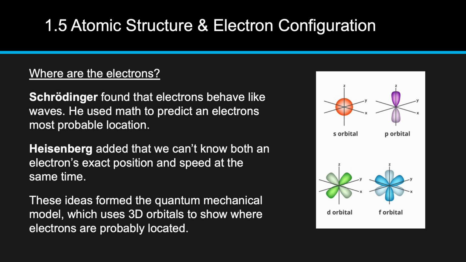And Heisenberg added that we can't know an electron's exact position and its speed at the same time. It's impossible. So we, again, don't really know where it is, but we have an idea of where it could be. And so these ideas formed what we call the quantum mechanical model, which uses 3D orbitals to show where electrons are probably located.